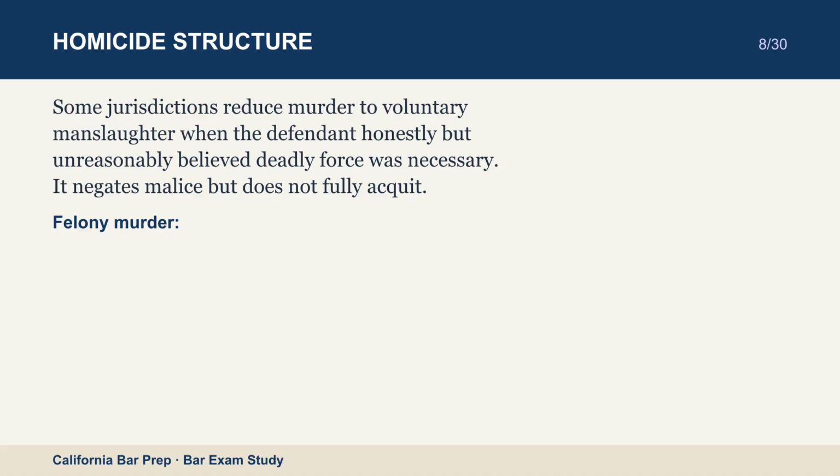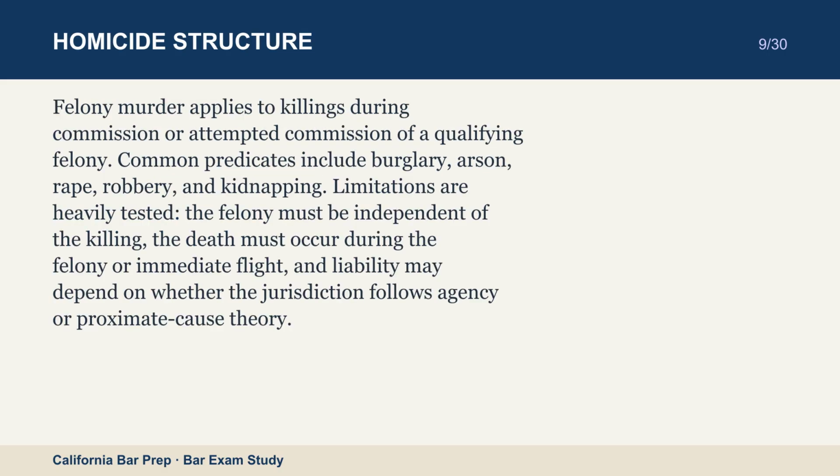Felony murder. Felony murder applies to killings during commission or attempted commission of a qualifying felony. Common predicates include burglary, arson, rape, robbery, and kidnapping. Limitations are heavily tested. The felony must be independent of the killing. The death must occur during the felony or immediate flight, and liability may depend on whether the jurisdiction follows agency or proximate cause theory.